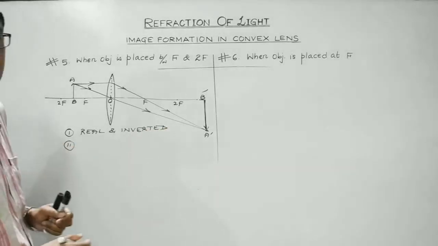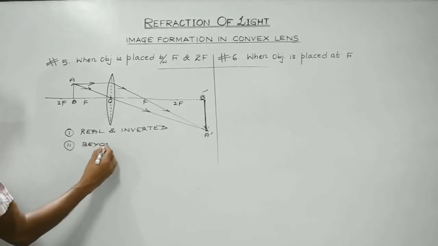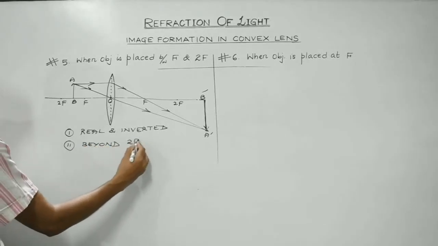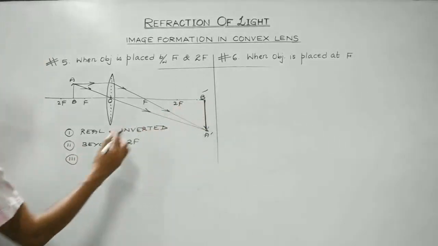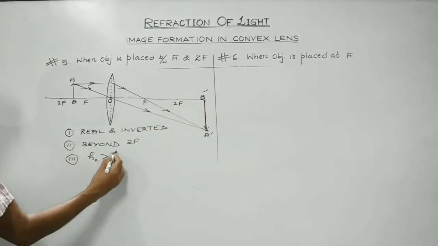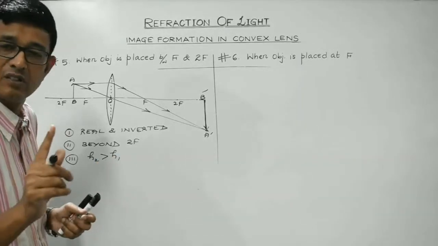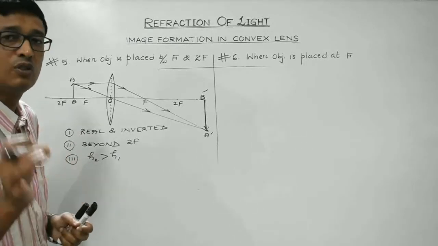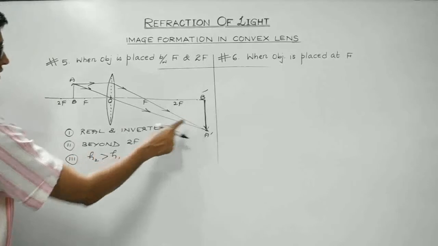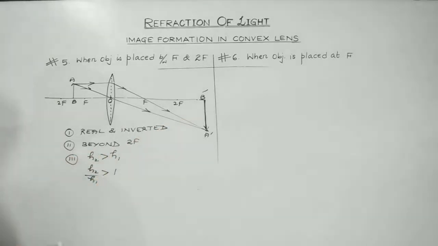What's the second point? Image is formed beyond 2F. What's the third point? Image is magnified, that is H2 is greater than H1. Again, I must tell you, H2 is the notation used to denote the size of the image. H1 is the symbol used to denote the size of the object. So here obviously enlarged image is obtained. So H2 by H1 would be greater than 1, and the ratio of these two will give us linear magnification.